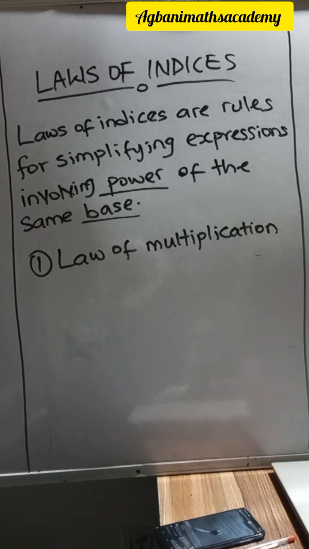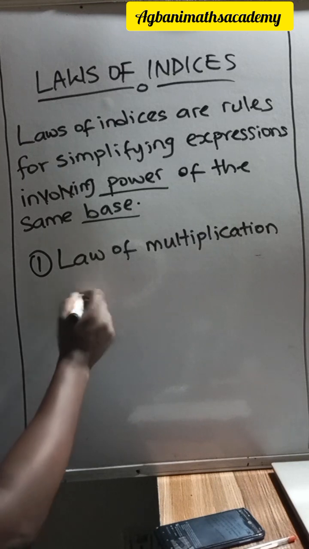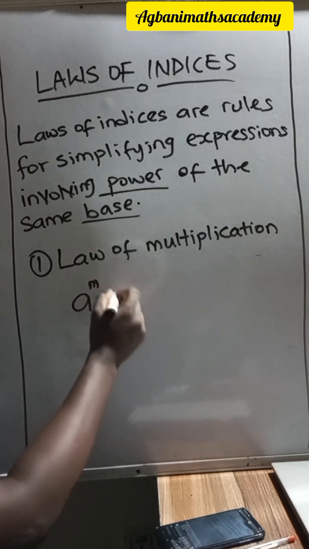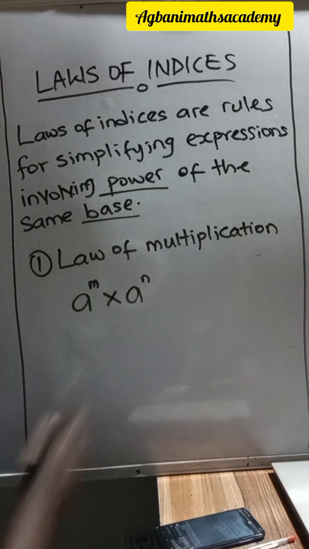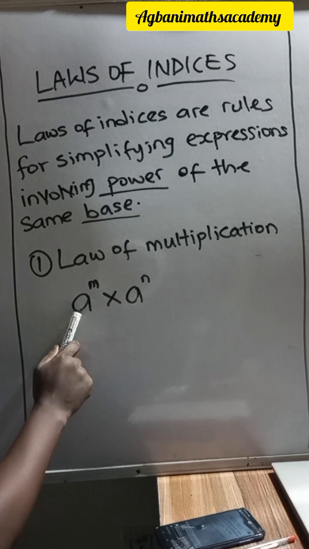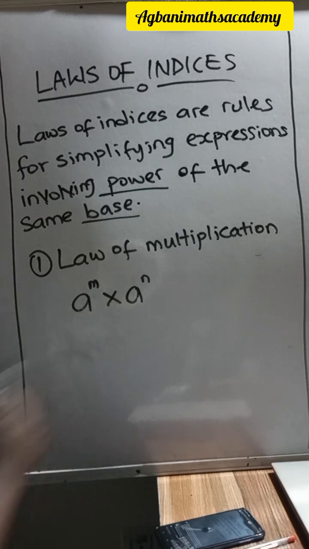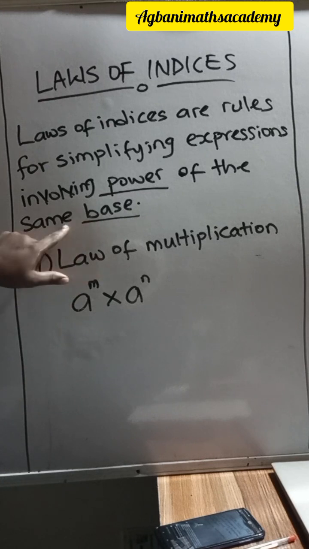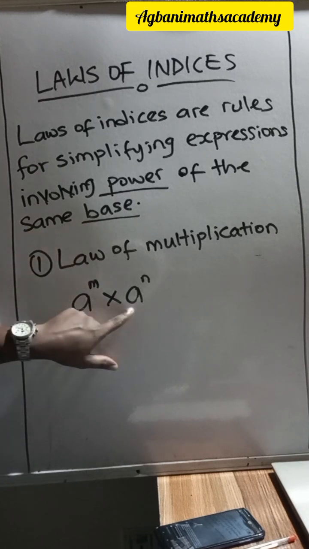Now, if you have 2 expressions having the same base multiplying themselves, what does the law of indices say? So if I have a to the power of m multiplying a to the power of n, what does the law of indices say? So these are the bases. The base here is a, the base here is a. This means that the bases are the same. Remember, the bases must be the same. So here the bases are the same.